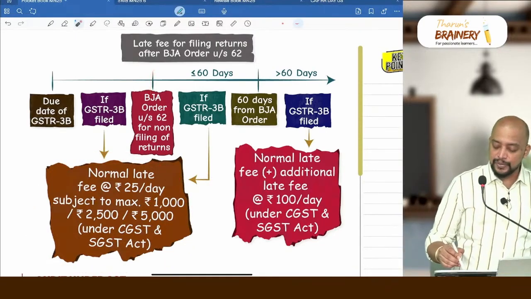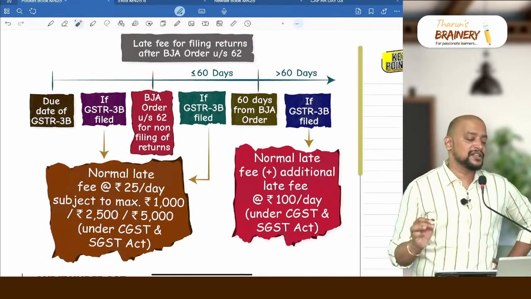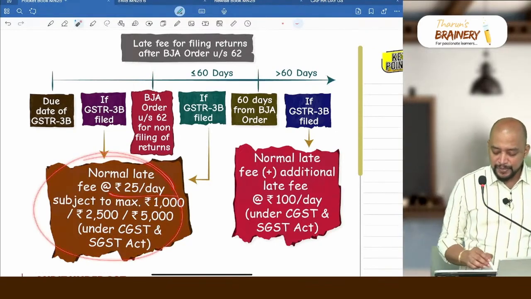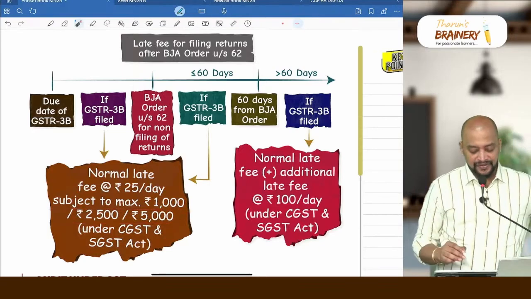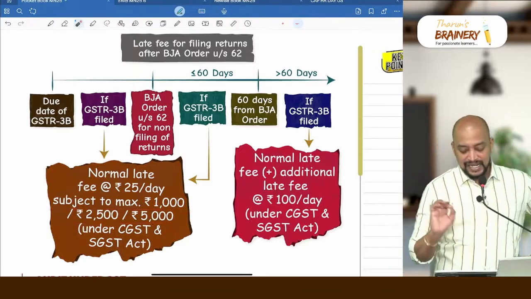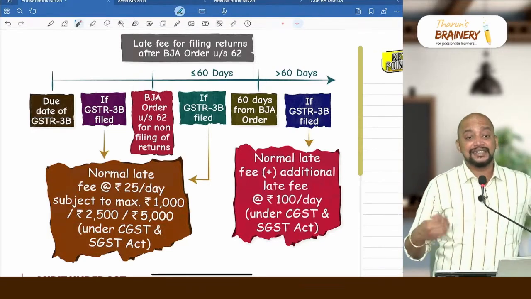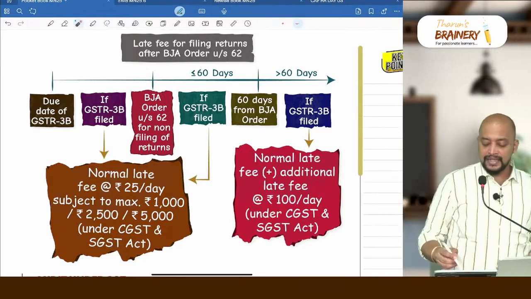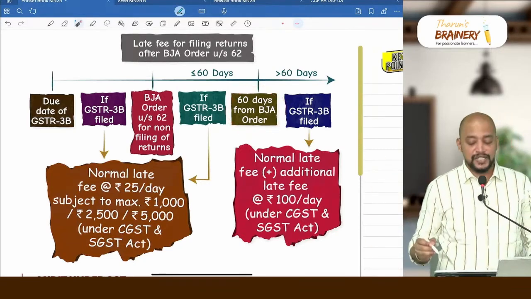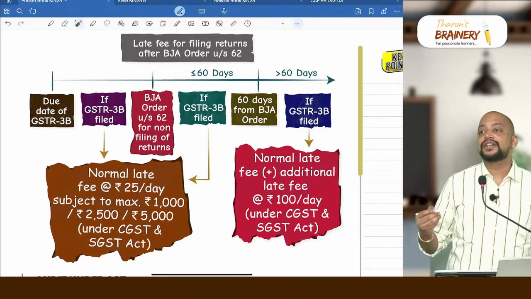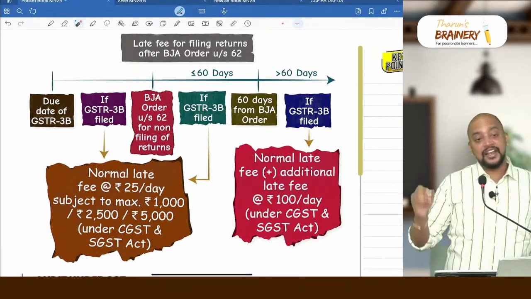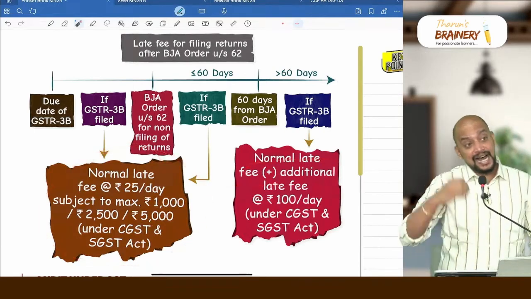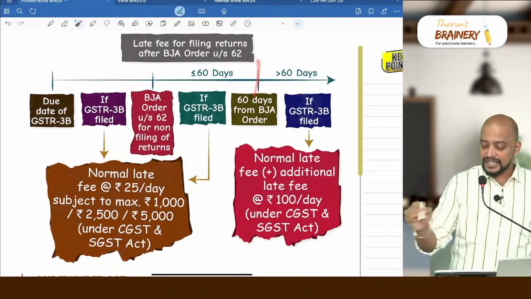After best judgment assessment order, within 60 days from best judgment assessment order, if I pay also, same. The normal late fee, that is 25 rupees per day subject to maximum 1000, 2500 and 5000 under CGST Act, SGST Act. Okay. If GSTR 3B is filed within 60 days. Thereafter, if I pay, that is after 60 days from best judgment assessment order, if I file GSTR 3B, then what will happen? Normal late fee also will be there, plus additional late fee also will be there from 61st day.